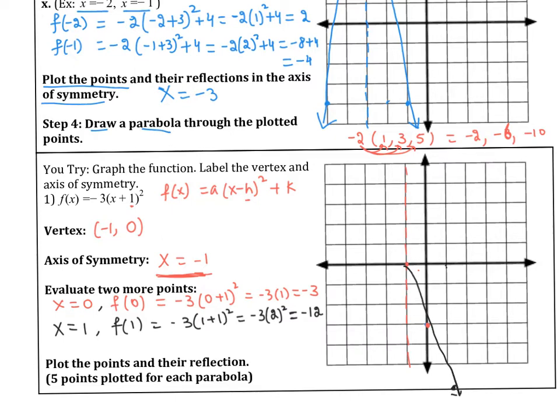The other side of the graph is just a mirror of this side. So this side is going to be a mirror of this side. My next point is going to be this one. That's my point right here, and the mirror of this point is going to be right here.